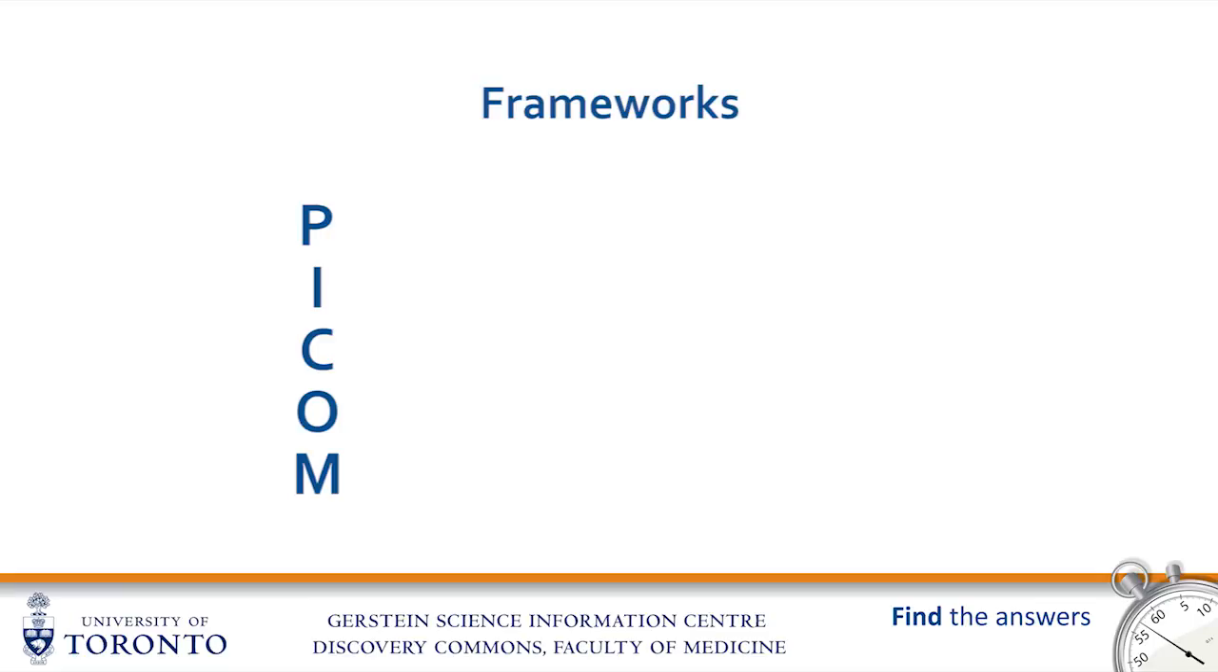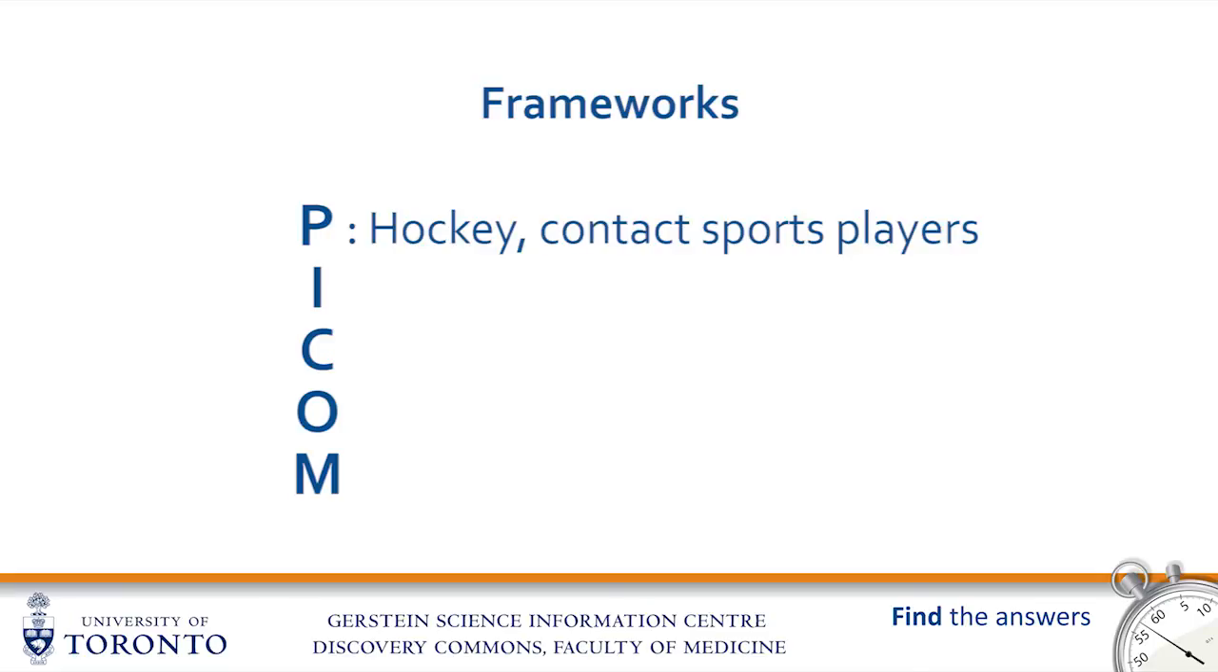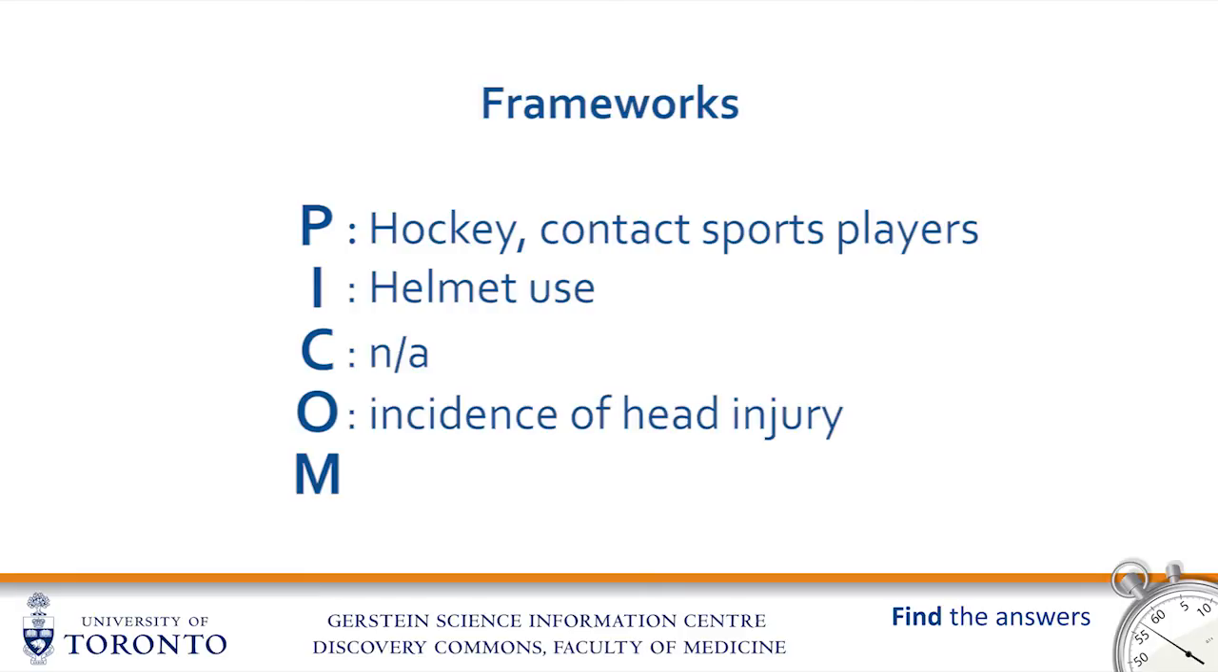From our scenario, the population is people playing hockey or other contact sports. The intervention is helmet use. There isn't really a comparison, so we can just say not applicable. The outcome we're looking for is incidence of head injury. The methods we'd like to look at are surveys or questionnaires.